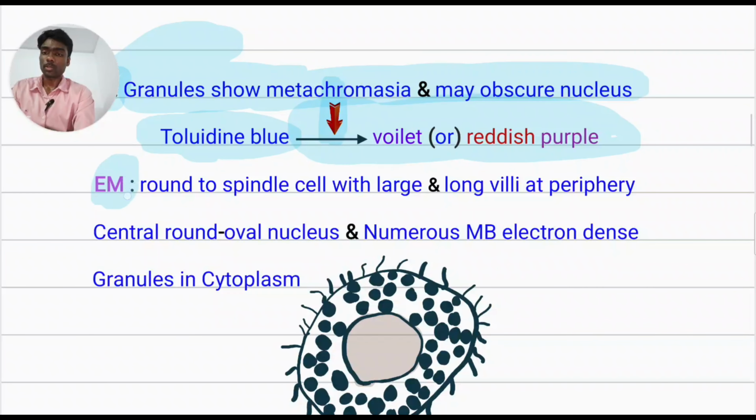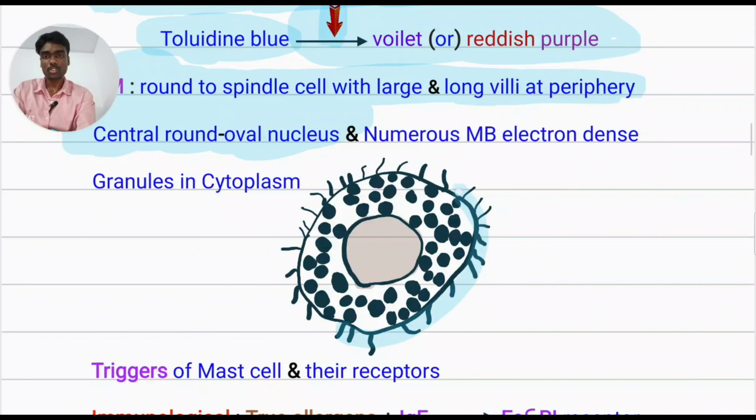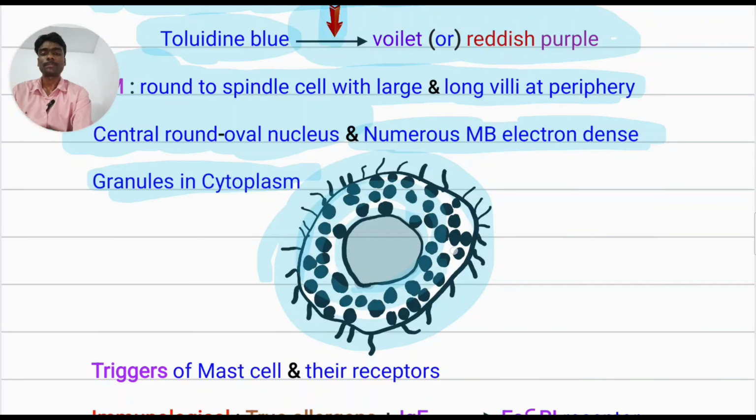Coming to electron microscopy, this cell is a round to spindle cell with large long villi at periphery and a central round to oval nucleus. Here you can see a round to spindle cell with large long peripheral villi with central round to oval nucleus, with its cytoplasm containing numerous membrane bound electron dense granules.